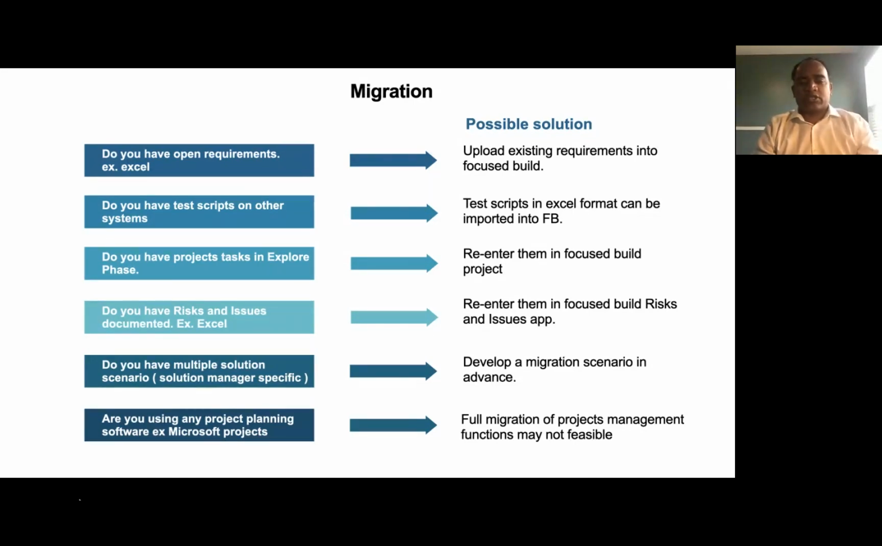Your risks and issues, you may have to re-enter them in Focused Build. There's an app for risks and issues. You can put them there, and immediately everyone will know the status using the solution readiness dashboard and all that. You may have multiple solution scenarios, say you have ECC today with documentation in that, and you're migrating to S/4HANA. Well, the recommended thing is to use the same solution for migration also, because your existing ECC will be migrating to S/4.